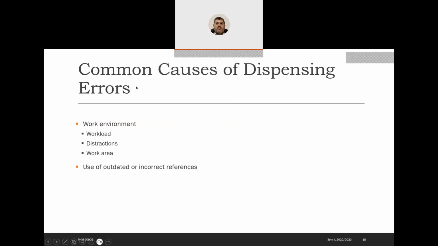Okay, the common causes for dispensing errors: it is the work environment itself. This will cause attention deficit errors, especially the workload, distractions, and a work area that is unorganized, crowded, noisy, and so on. When it comes especially to mistake errors, there is the use of outdated or incorrect references.